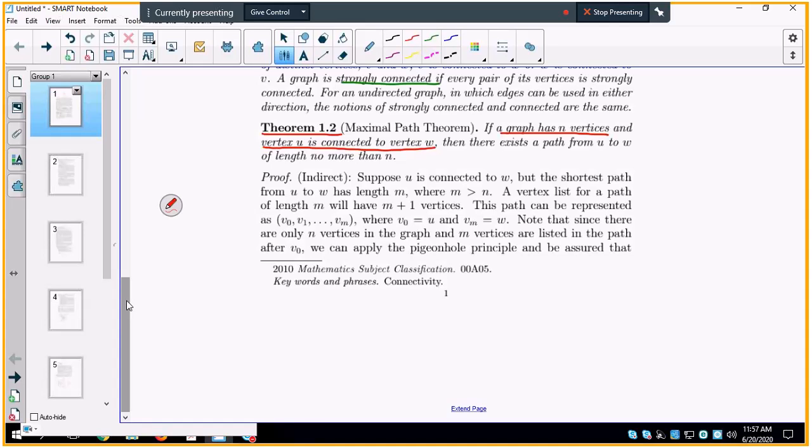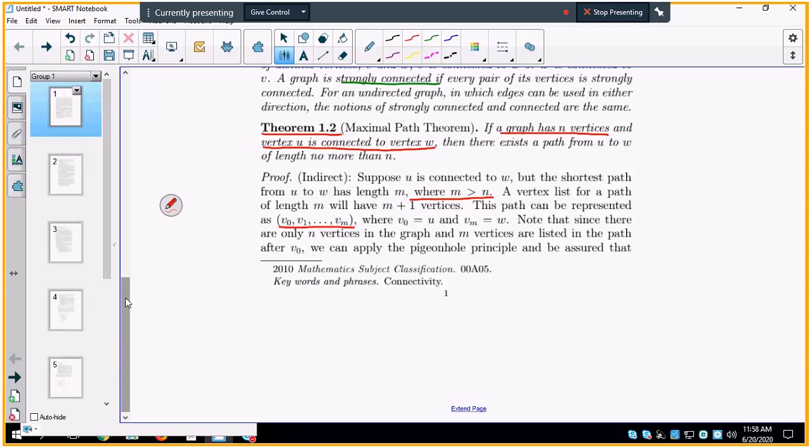And there's a proof here. So we prove this indirectly, which means we're aiming for a contradiction. We start by assuming, well, what if U was connected to W, but the shortest path was bigger than n? The shortest path had length m, where m is bigger than n. Then a vertex list for the path would have m plus 1 vertices and could be represented, as you see here, something like this: V0, V1, ..., Vm. So this is the vertex list for this theoretical path from U to W.